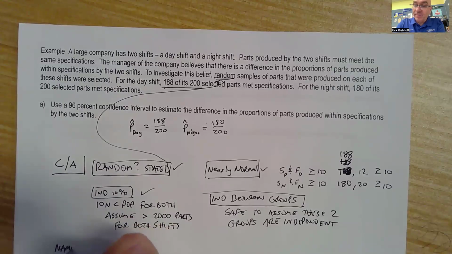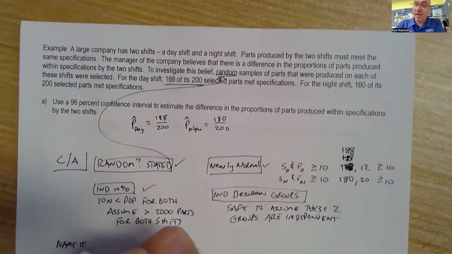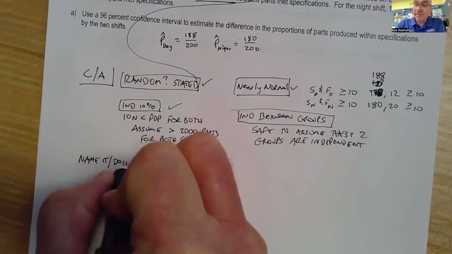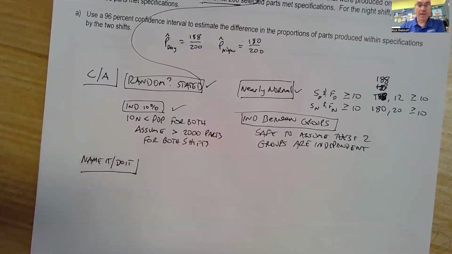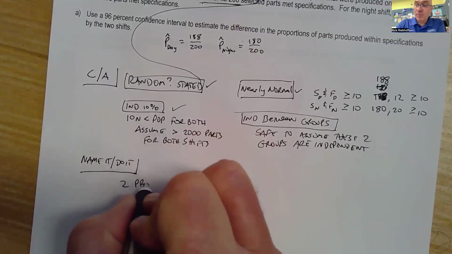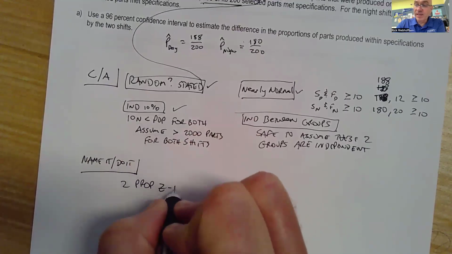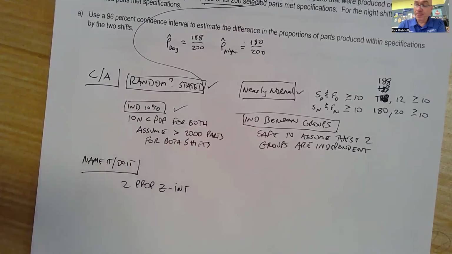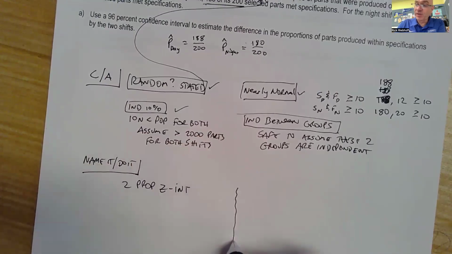All right, here we go. We're going to name it, do it. This is called a two prop Z interval. I'm going to show you the easy way to do this.